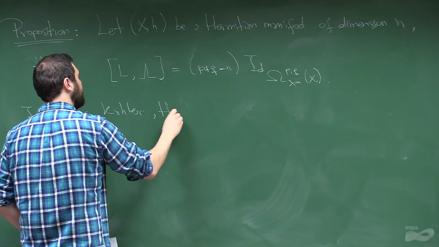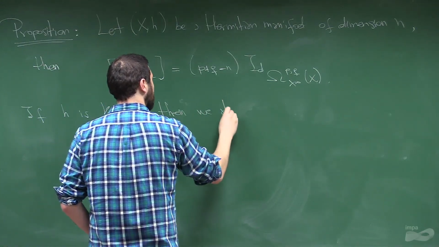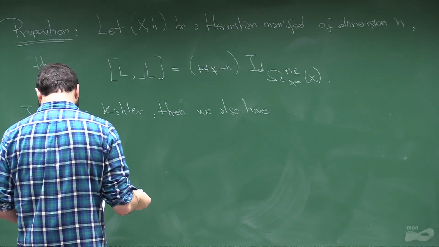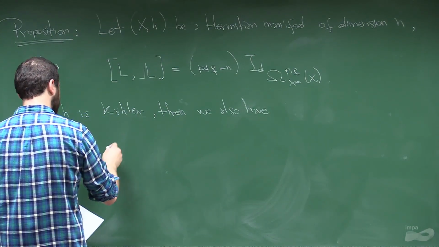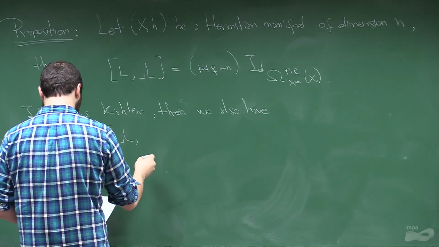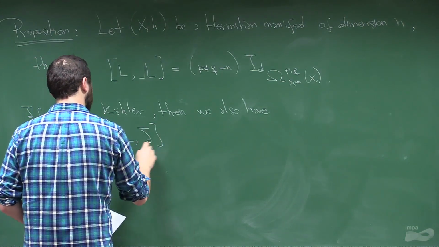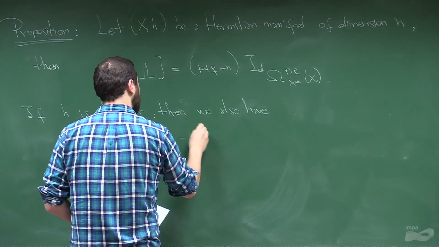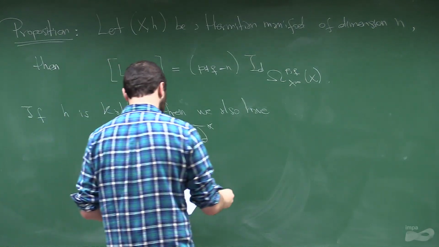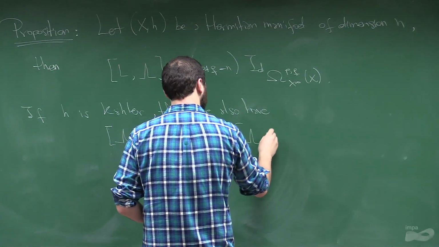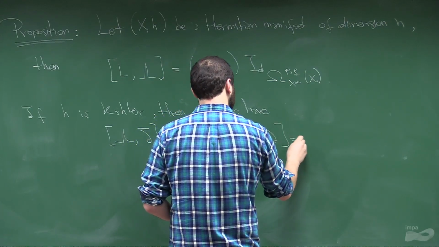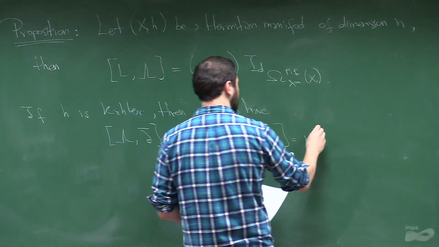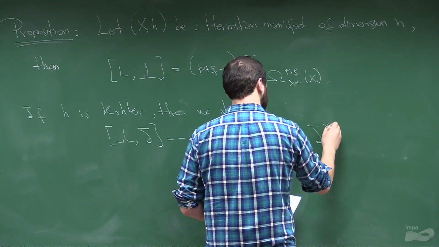And furthermore, if H is scalar, then we also have the following two relations. The commutator of lambda with partial bar is equal to minus i partial adjoint, and the commutator of lambda with partial is equal to i partial bar adjoint.